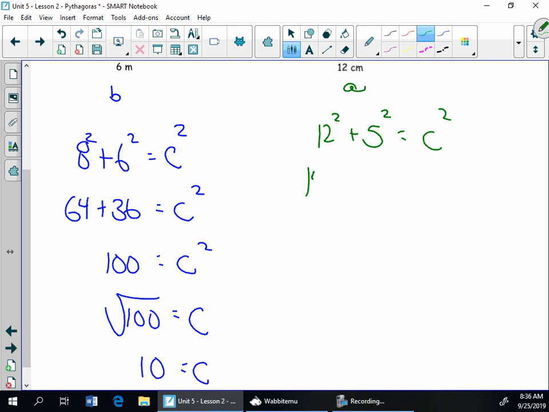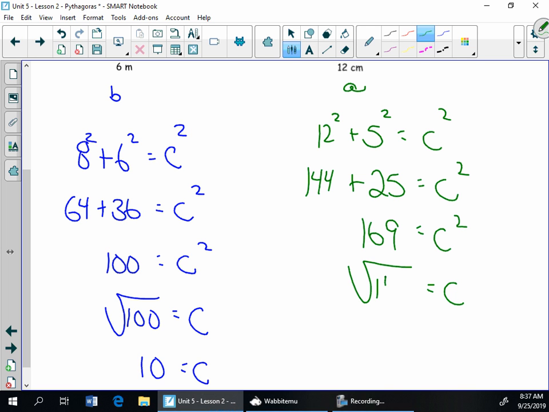12 squared, that's 144. 5 squared is 25. I don't know what C squared is. I'm going to add my numbers together. I don't want C squared, I want C. So I'm going to have to square root, and C is 13. Okay, so far so good, hopefully.